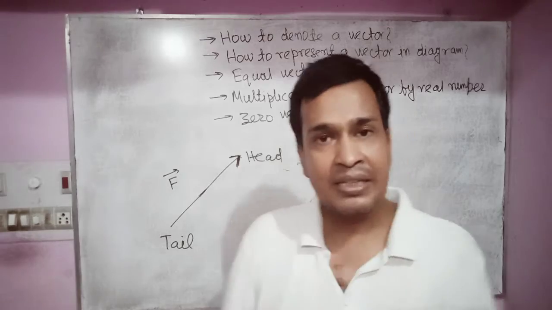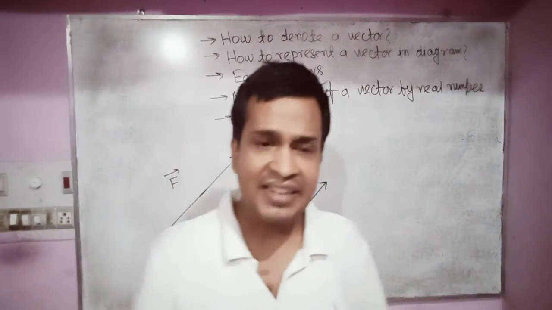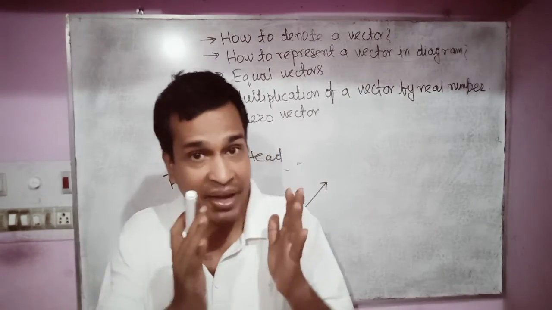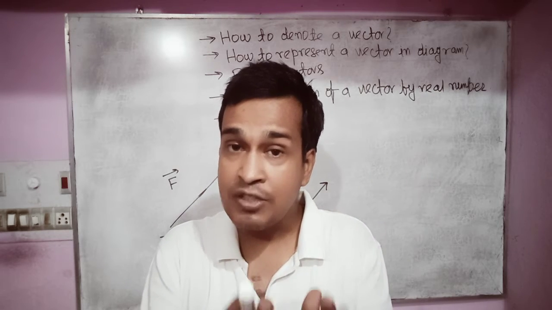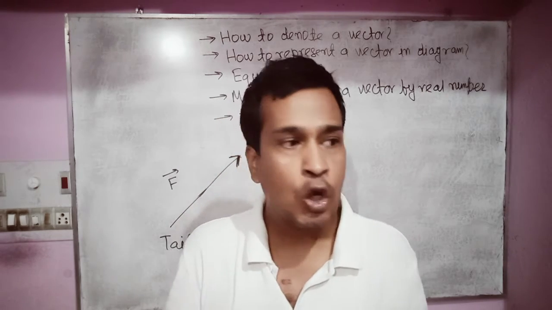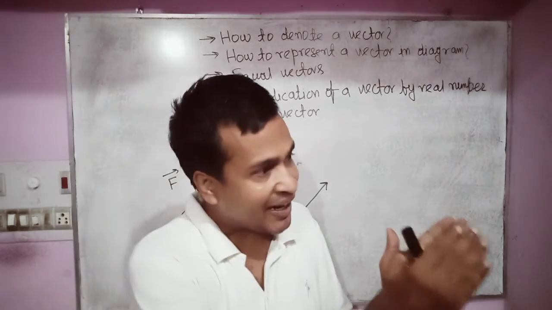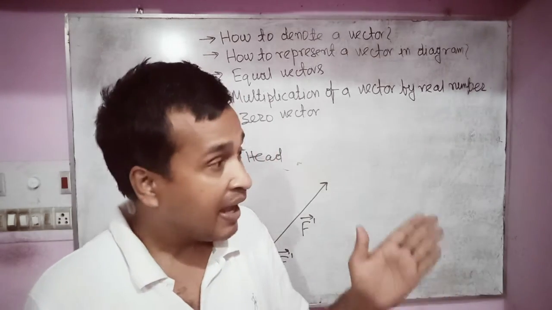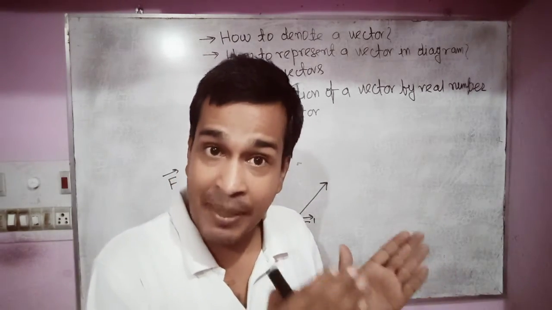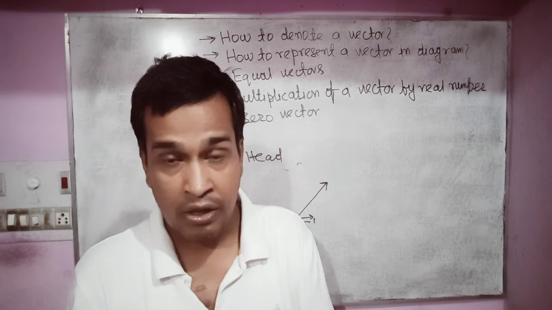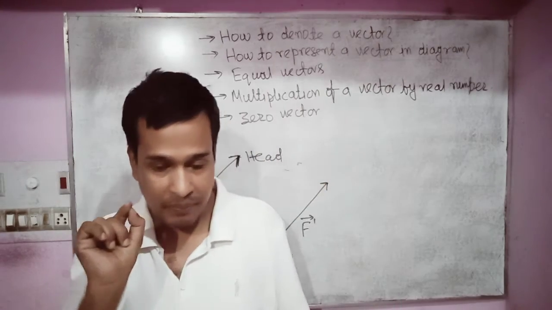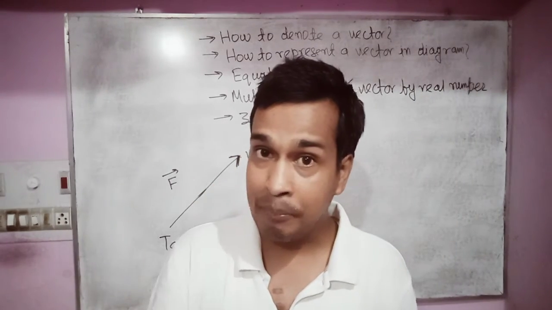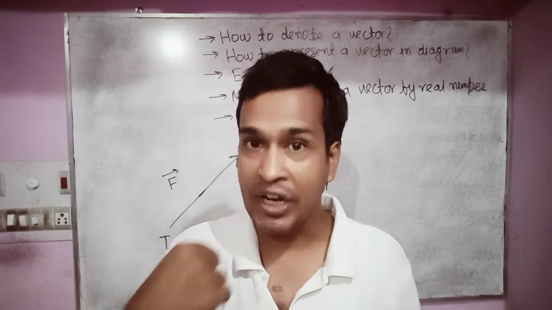So what this indicates? It indicates that a vector has magnitude, a vector has direction, but a vector has not any location. Two vectors located at different places but having the same magnitude and the same direction are equal. So one thing we have to remember: a vector has magnitude, a vector has direction, but a vector has not any location.